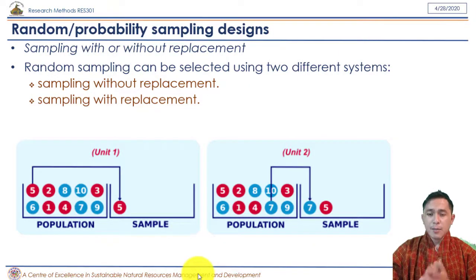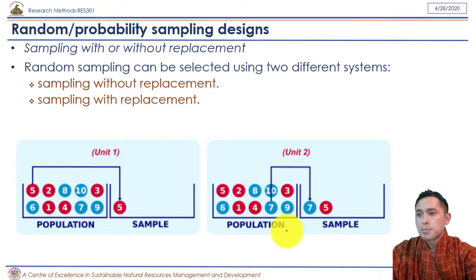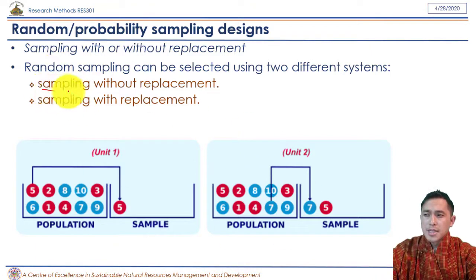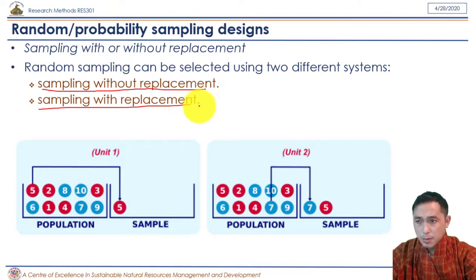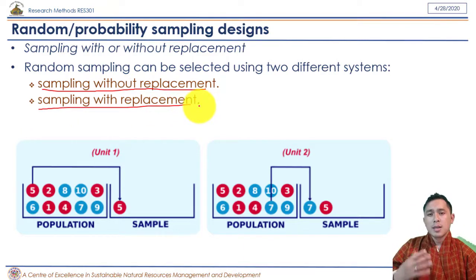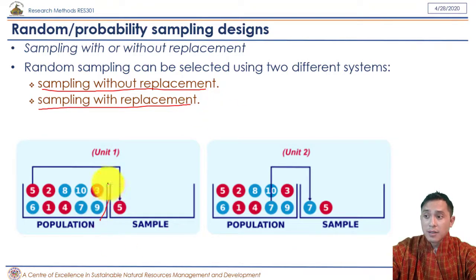So again, before going on with the types of random designs, let us look at two technical terms. One is sampling without replacement, and one is sampling with replacement. It's very important for us to know whether we are doing sampling without replacement or sampling with replacement.